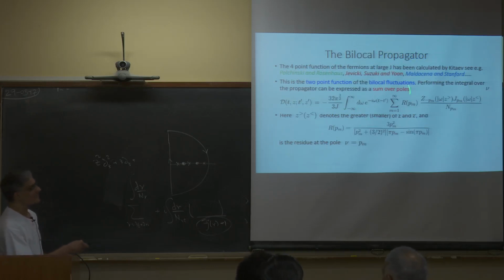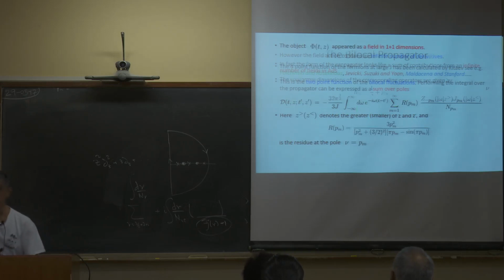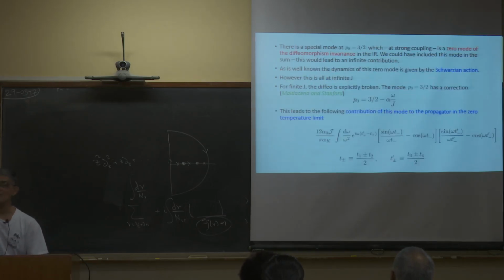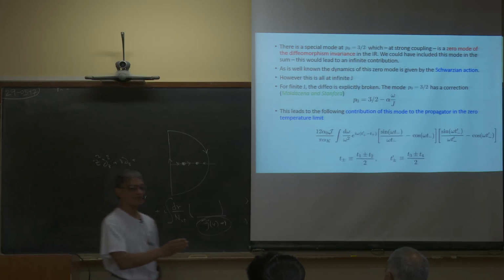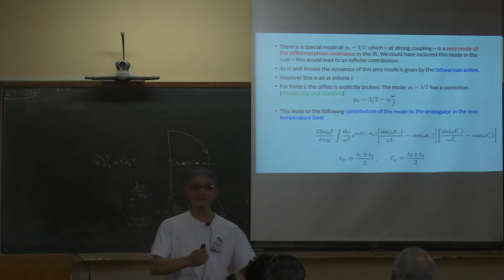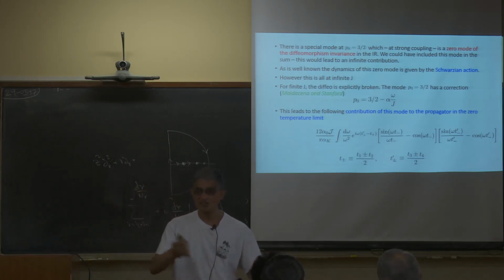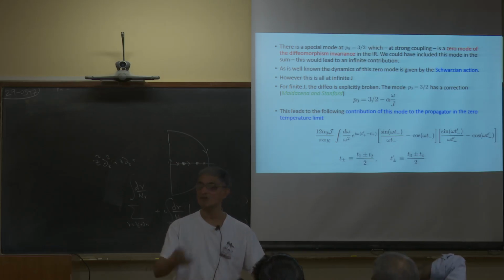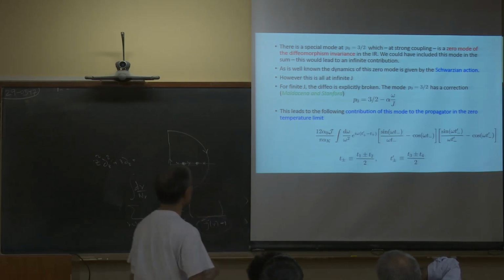It's a sum from m equal to 1 to infinity, and the reason I did not include it is that normally what one does is to separate out the 0 mode, and it is not a 0 mode at finite j, and one derives the dynamics of that particular mode at finite j. It turns out that dynamics is governed by a Schwarzian action. That is one of the important things about this. However, this is all at infinite j and the leading j expansion.